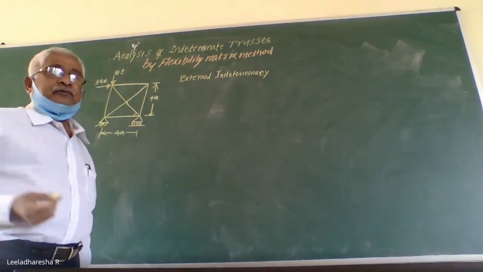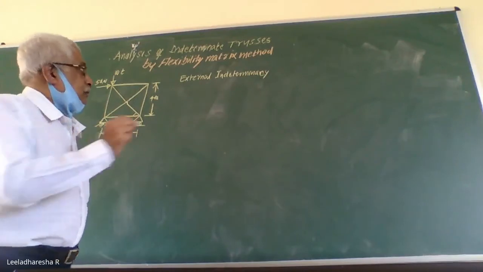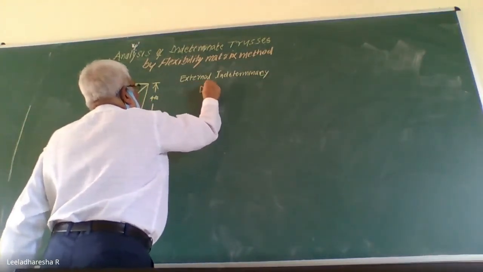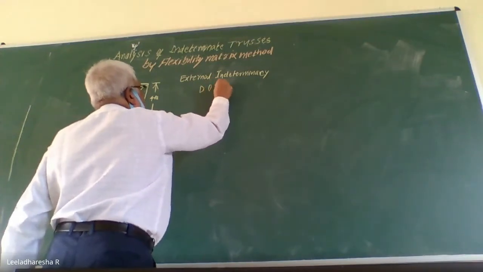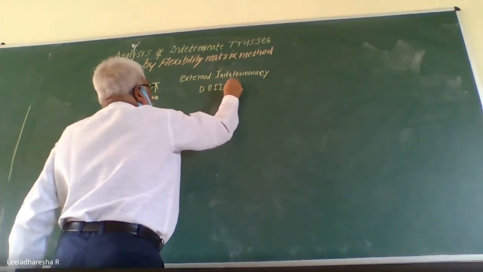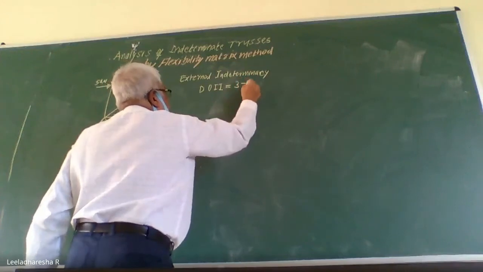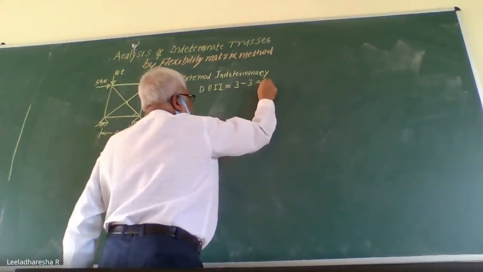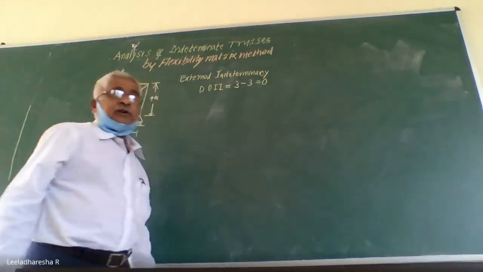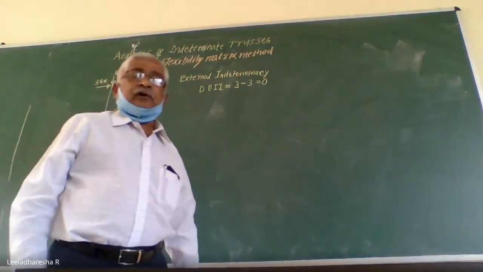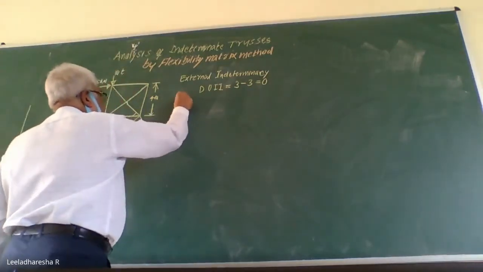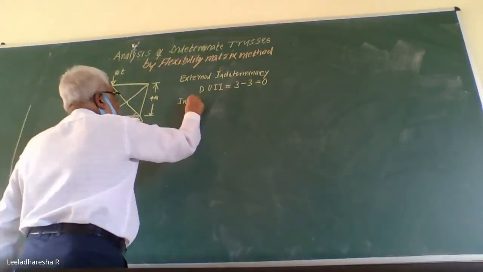Therefore, the total number of reactions is equal to 3, and the conditions of equilibrium available to us are also 3. Therefore, there is no external indeterminacy for the given reaction components. We will try to determine internal indeterminacy.